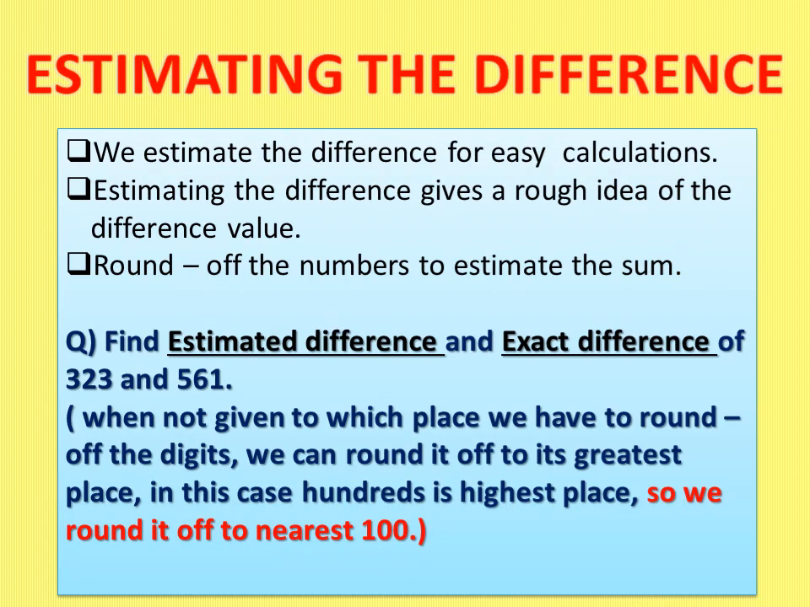Now, just as we had estimated the sum, we can also estimate the difference. We use estimating difference for our easy calculation or for getting a rough idea of the difference value. For always estimating the difference, our first step would be to round off each of the numbers to its respective corresponding greatest place or the places which is asked. Okay. Now in our question, find the estimated difference and exact difference of 323 and 561. We are not mentioned to which place we have to estimate it. So in such cases, we will estimate it to its greatest place.